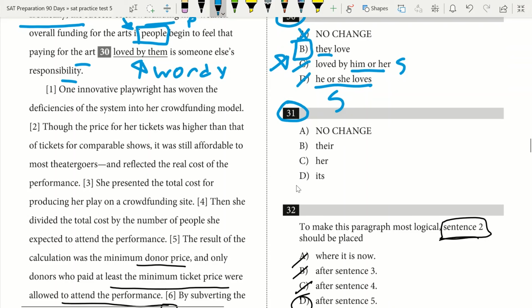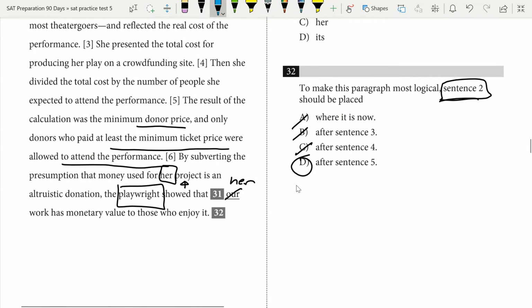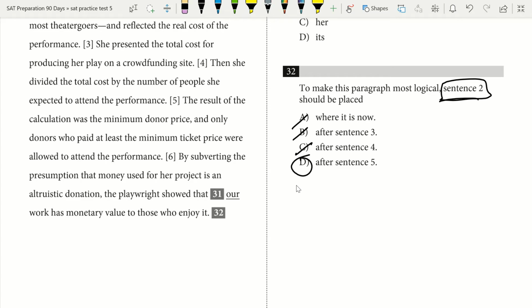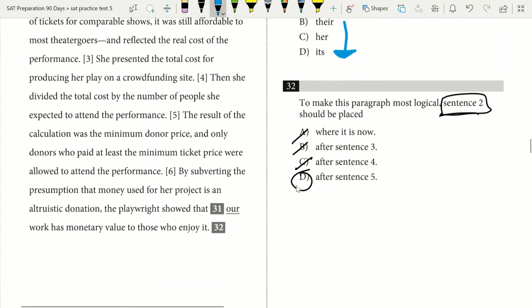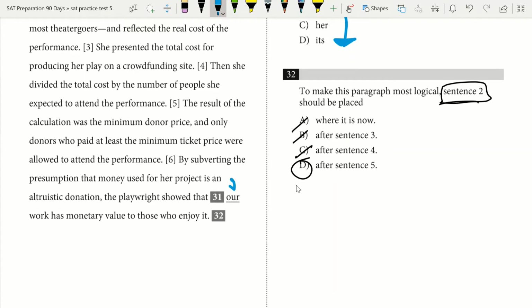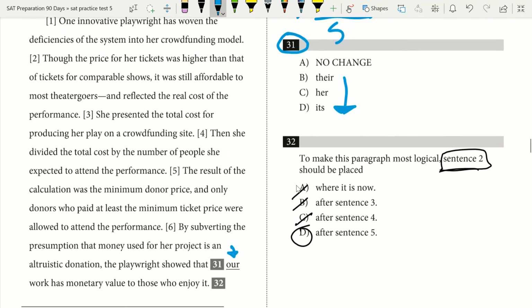Okay, next up is 31. I'm just going to skip down to where it is, and I'm going to show you what I look for here. One thing that I immediately see with 31 is that I have their, her, and its. I know that those are all testing me on pronouns. So if I see their, her, its, I'm assuming no change would obviously be another pronoun as well, which I see it is: it's are. So I know that this is testing me on my use of pronouns.